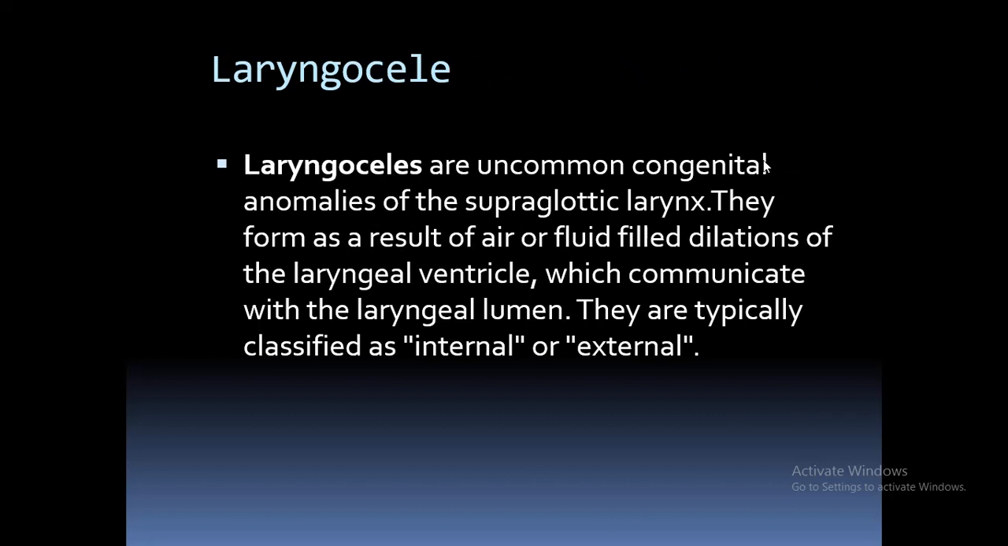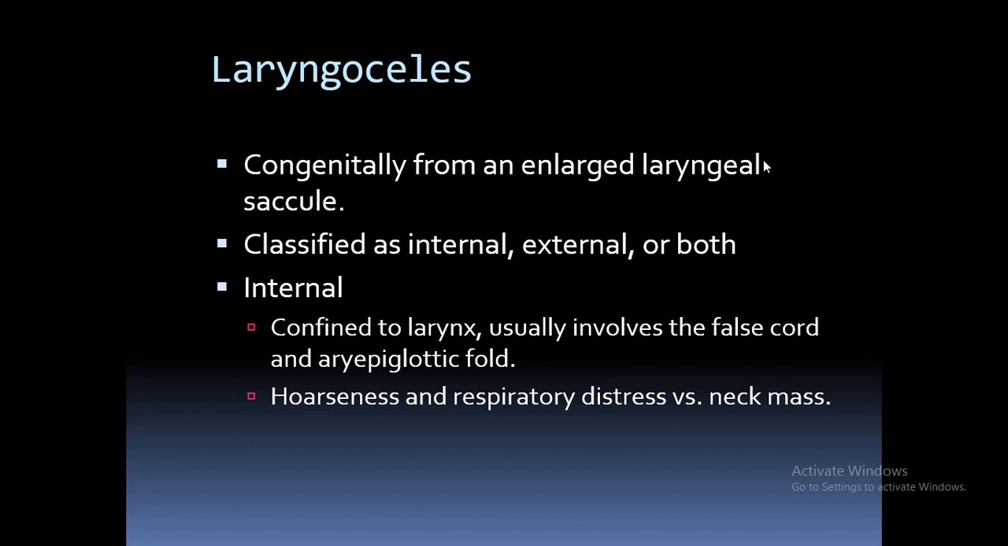Next is laryngocele. Laryngoceles are uncommon congenital anomalies of the supraglottic larynx. They form as a result of air or fluid-filled dilatations of the laryngeal ventricle which communicate with the laryngeal lumen. They arise congenitally from an enlarged laryngeal saccule, typically classified as internal, external, or combined.